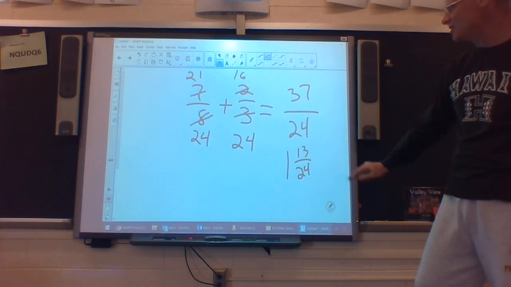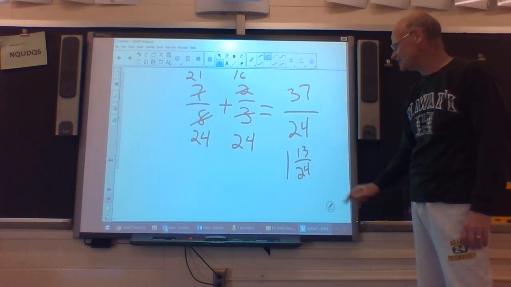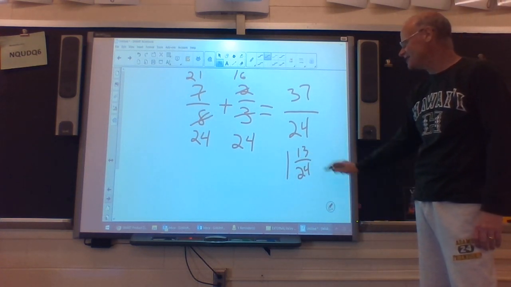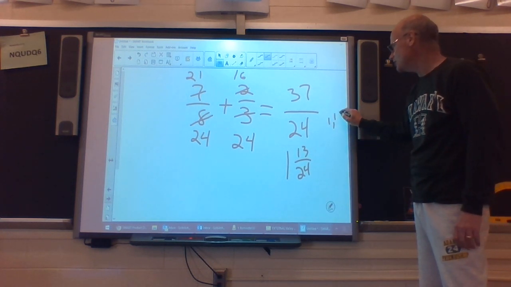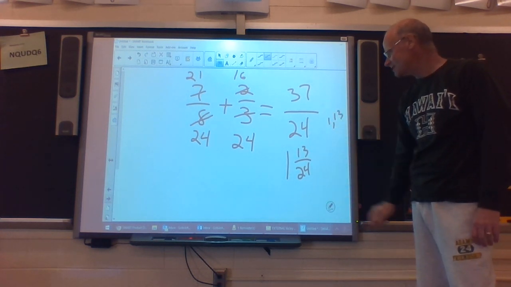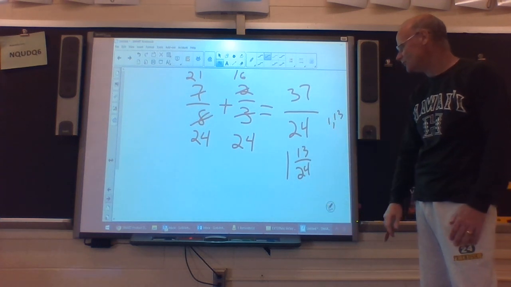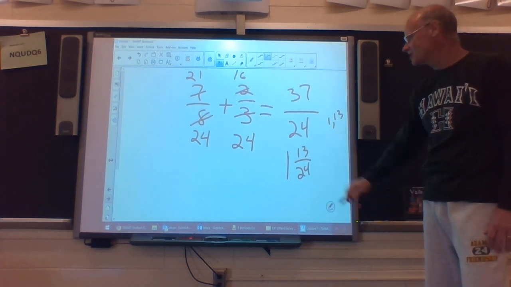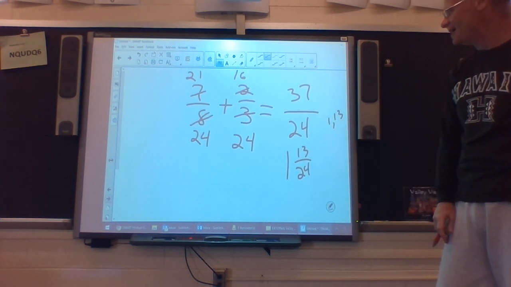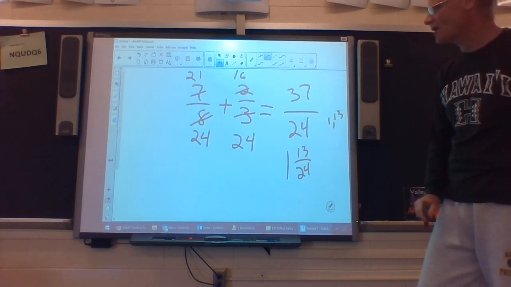I know from all my math days that 13 is a prime number, which means the only numbers that go into 13, its only factors, are 1 and 13. So I cannot reduce this fraction unless 13 goes into 24, and it doesn't. So my answer to that problem would be 1 and 13 24ths.